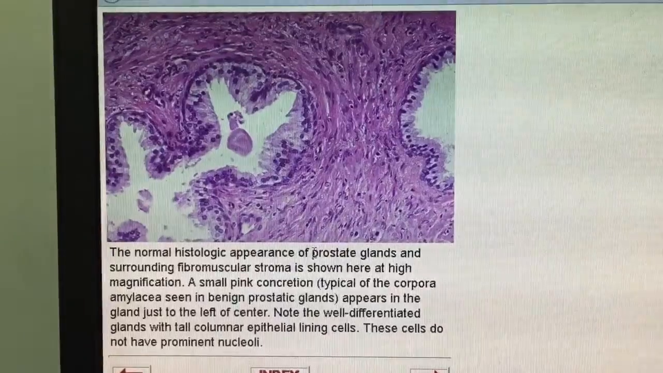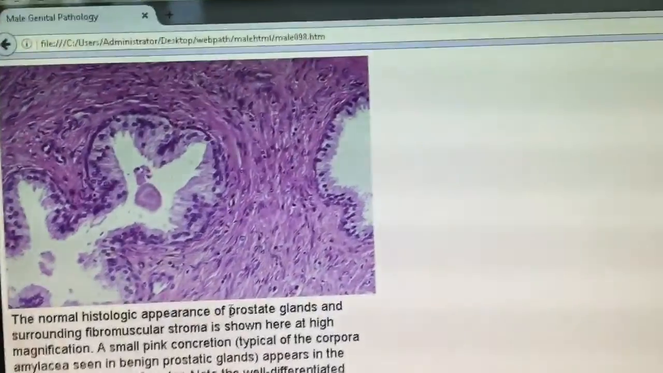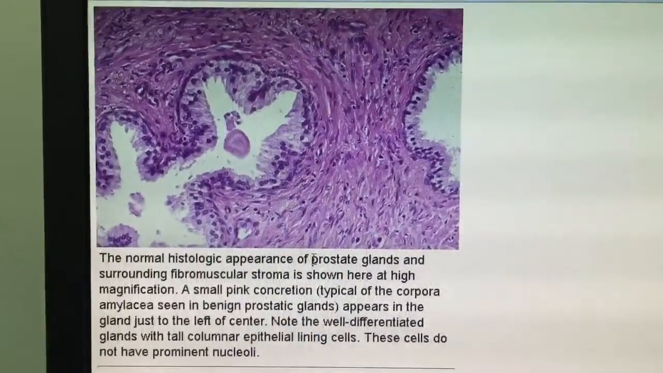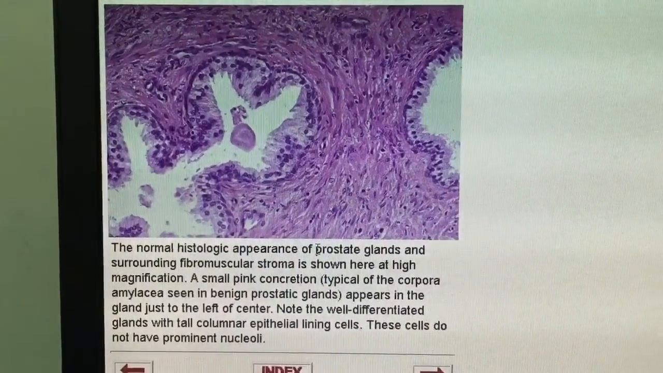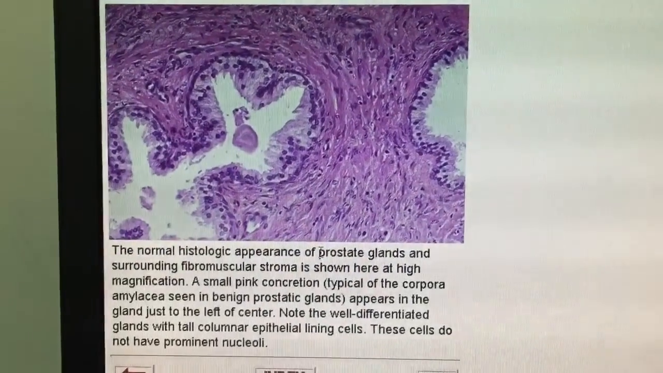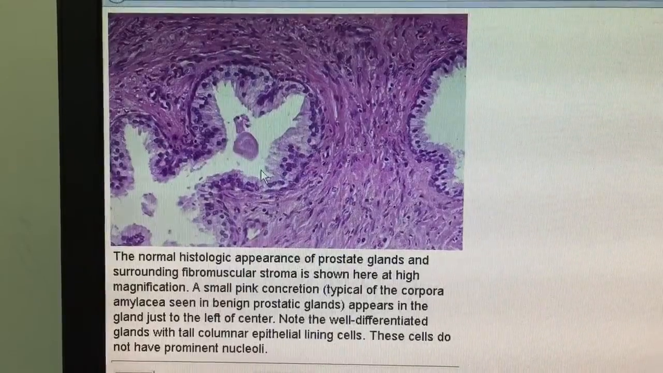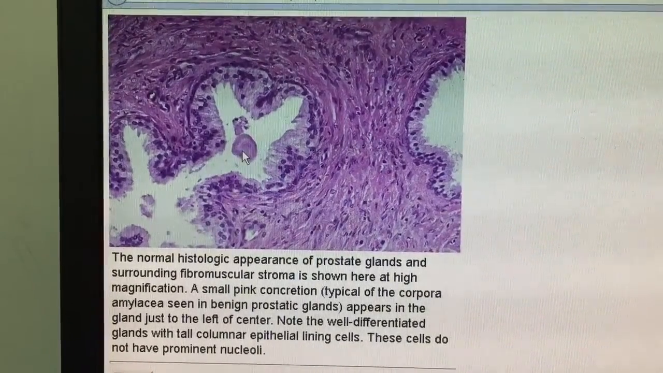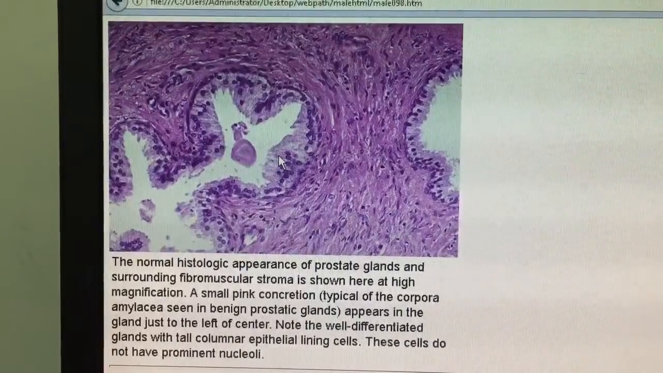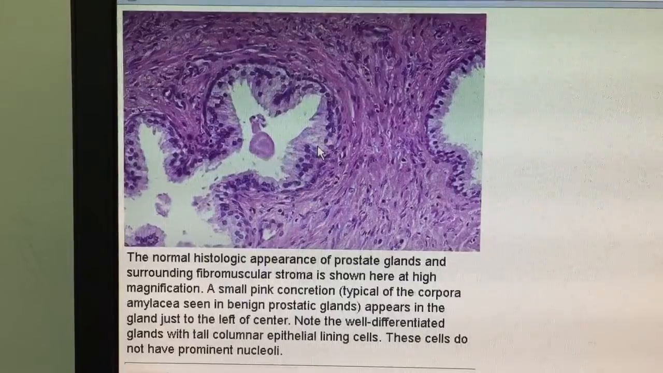Today we will talk about many topics in the male genital tract. First of all, we will talk about the prostate. The prostate is a gland, that has a glandular part, which is highlighted here, and we have secretion within it, which is the corpora amylacea. In between the glands, there is a stroma. So these are the two components of the prostate gland.